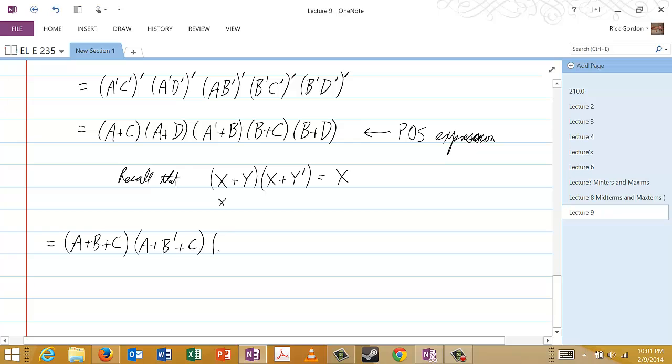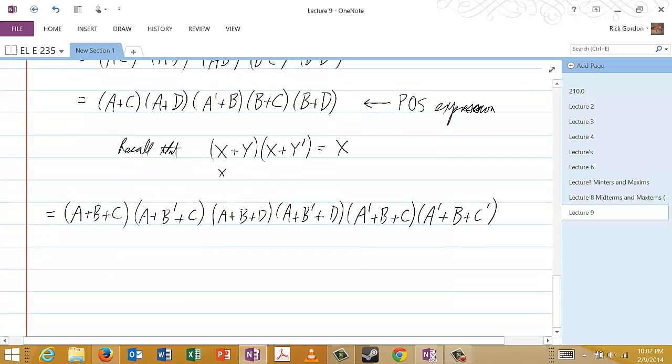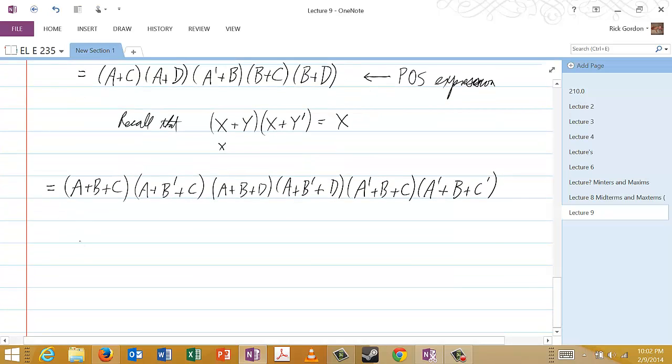So the next one can become (A or B or D) and (A or B prime or D). The next one can become (A prime or B or C) and (A prime or B or C prime). And the next one can become (A or B or C) and (A prime or B or C). And finally, the last one I'll write as (A or B or D) and (A prime or B or D).